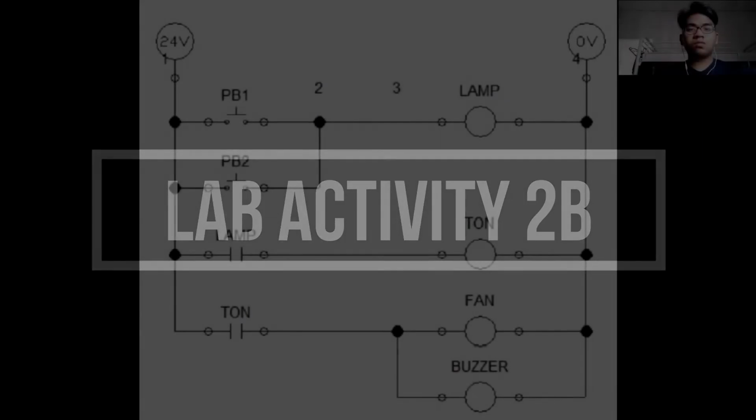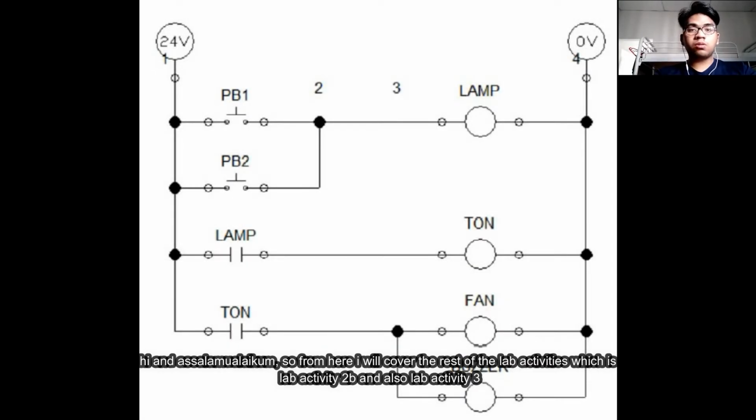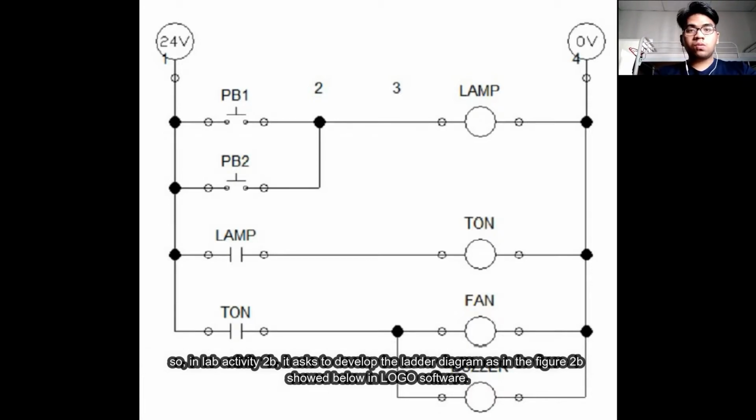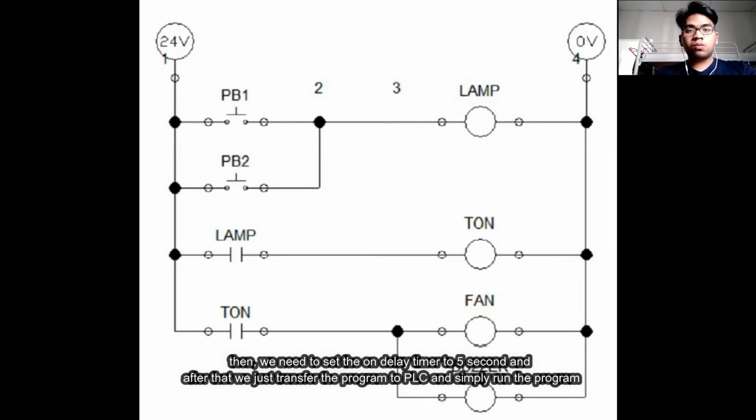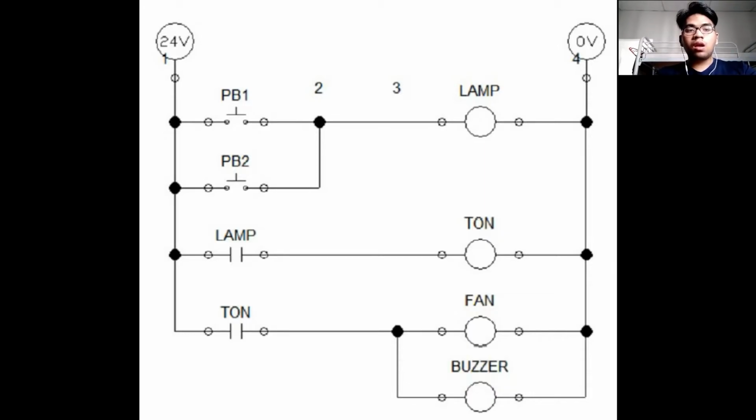For me, I will cover the rest of the lab activity, which is lab activity 2B and also lab activity 3. In lab activity 2B, it asks to develop the ladder diagram as in the figure shown below in the Logo software. Then we need to set the timer to 5 seconds, and after that we just transfer the program to PLC and simply run the program.